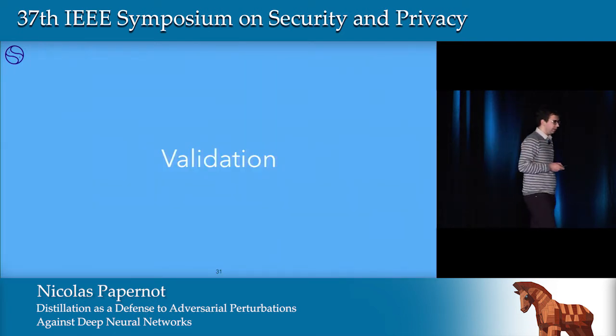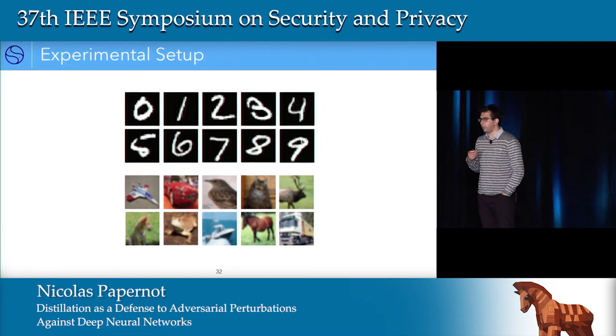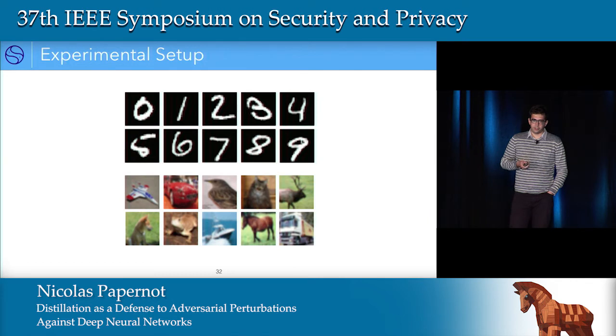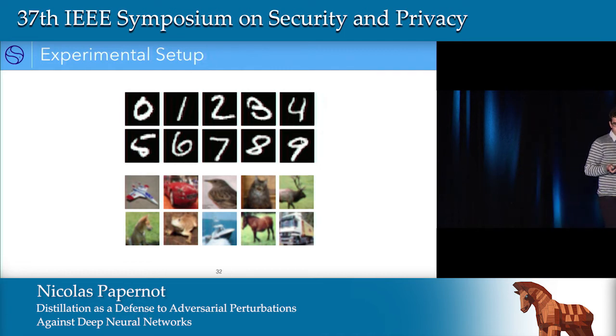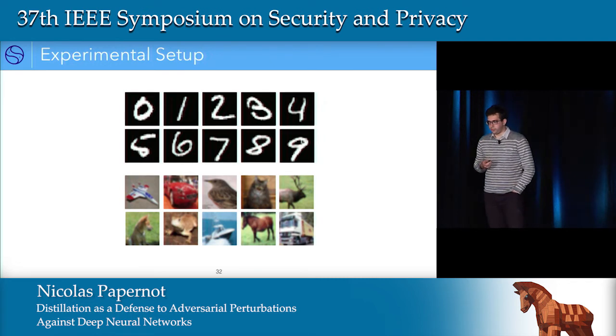So we validated this defense on 2 data sets. The digits data set, which previous work has shown you can force to misclassify with a 97% success rate by only modifying 4% of the inputs. And the second data set is a data set of color images with objects and animals. On both of these data sets, we trained state-of-the-art or close to state-of-the-art architectures using convolutional layers, rectified linear units, and the softmax.